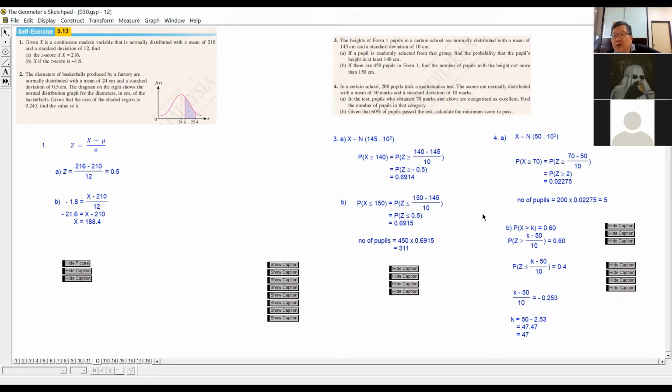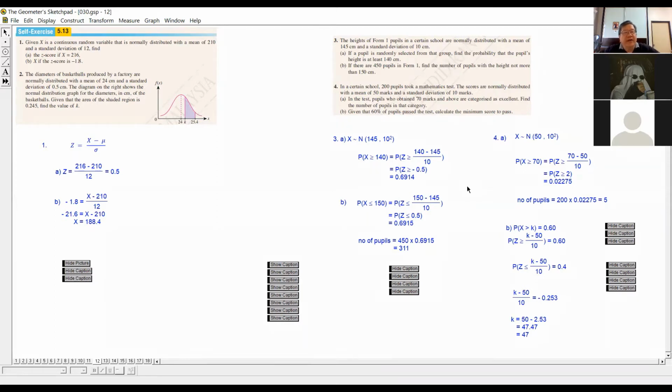Read question number 2. Okay, teacher. The diameters of basketballs produced by a factory are normally distributed with a mean of 24 cm and a standard deviation of 0.5 cm. The diagram on the right shows the normal distribution graph for the diameter in cm of the basketball. Given that the area of the shaded region is 0.245, find the value of k.